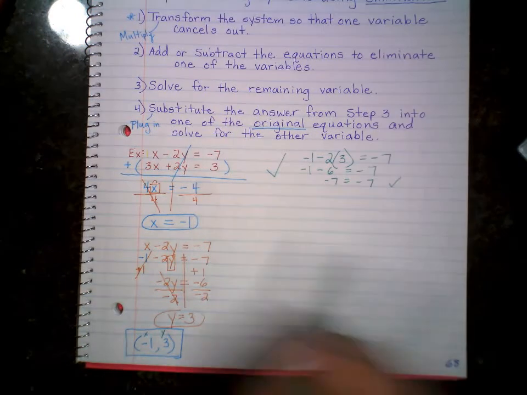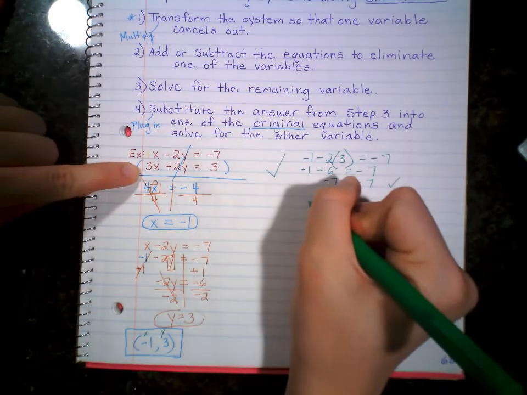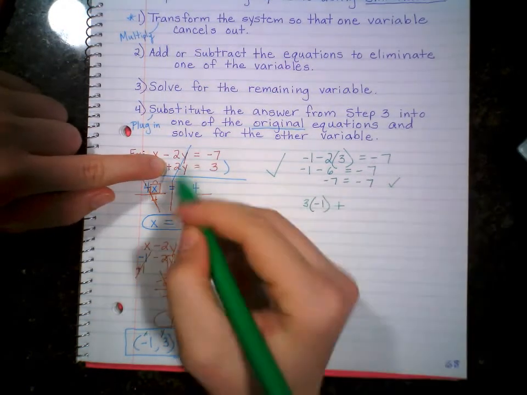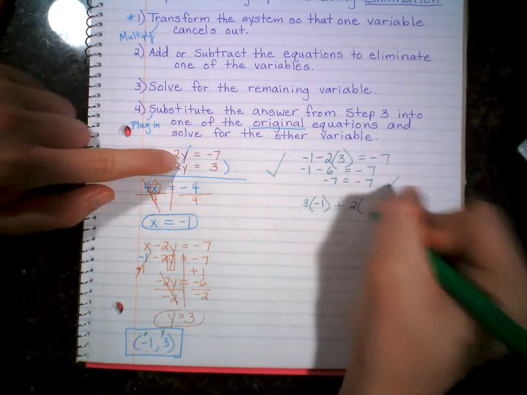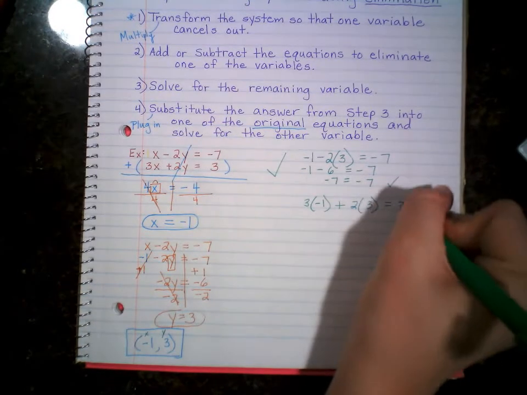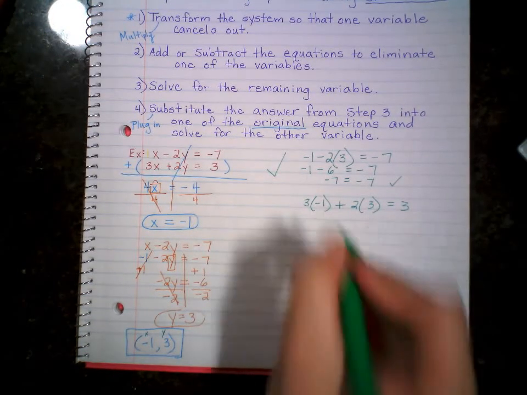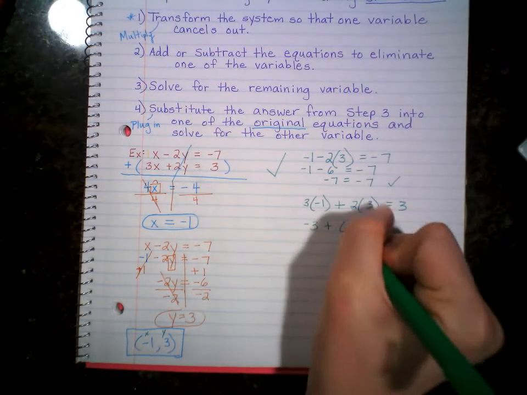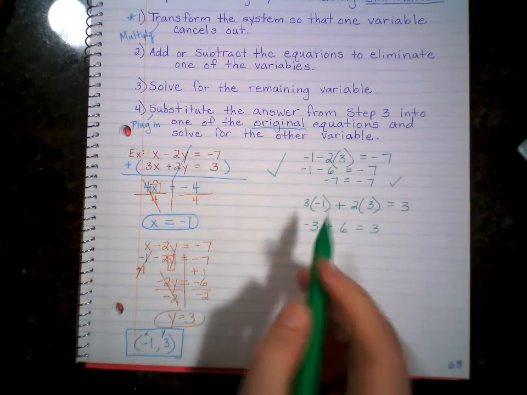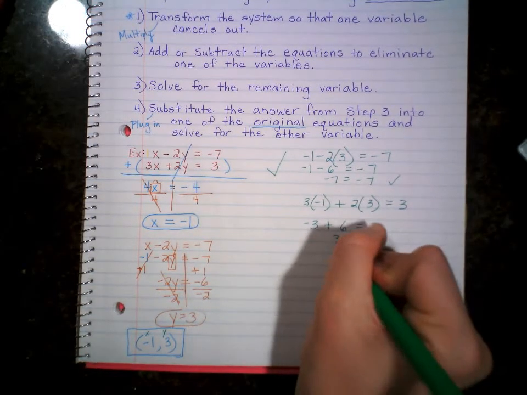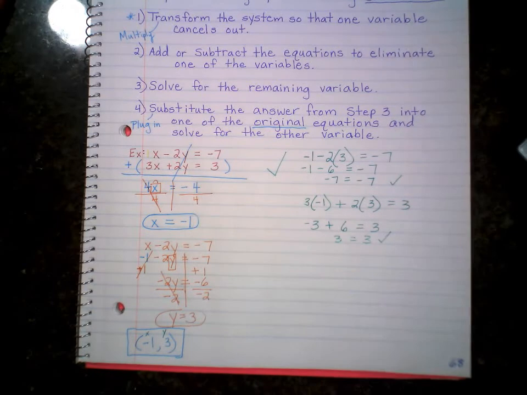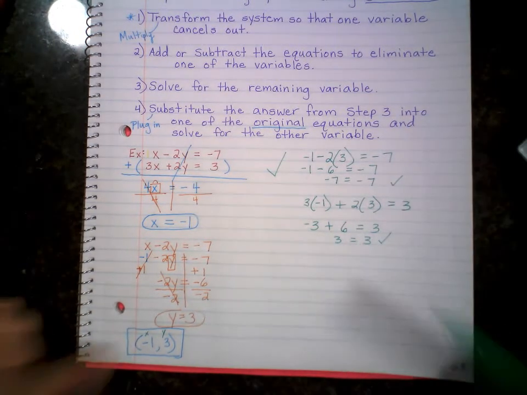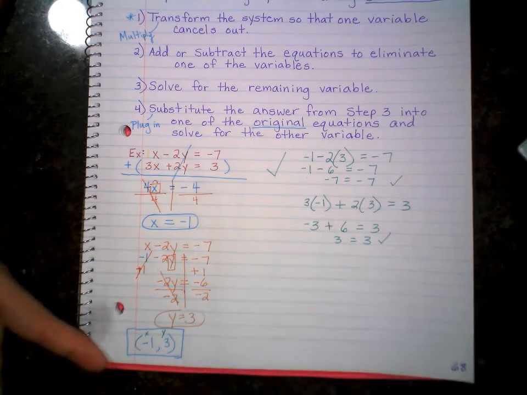Good. Let's check it in the other one. So 3x, so 3 times negative 1 plus 2y, 2 times 3 equals 3. 3 times negative 1, negative 3, plus 2 times 3, plus 6 equals 3. Negative 3 plus 6 is 3, equals 3. Check, it works. So, plug it in if you want to check. Then there's no doubt in your mind if you're right or wrong.